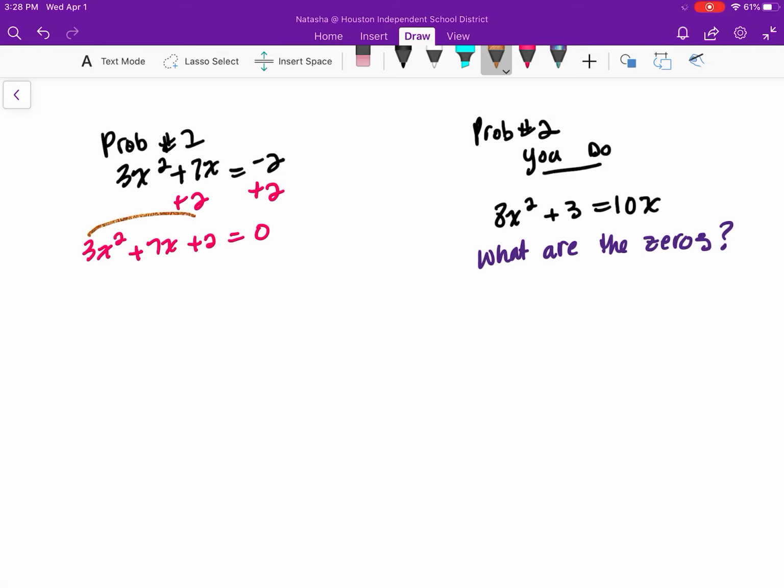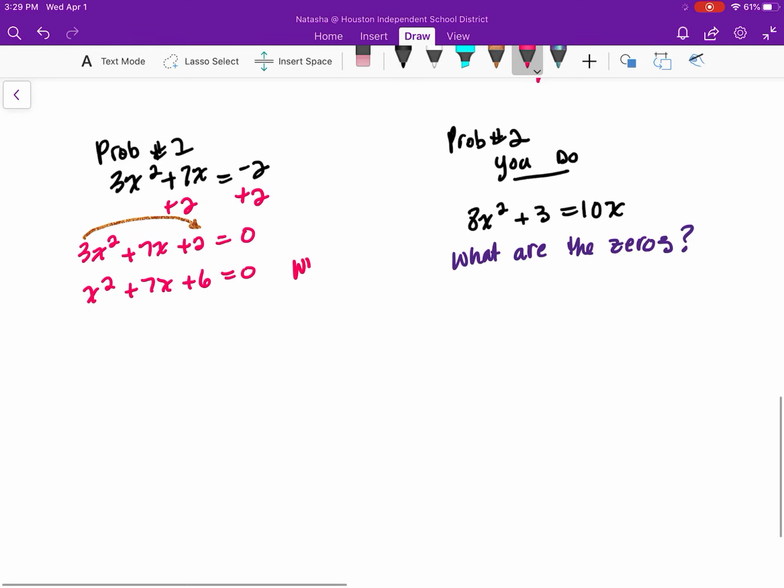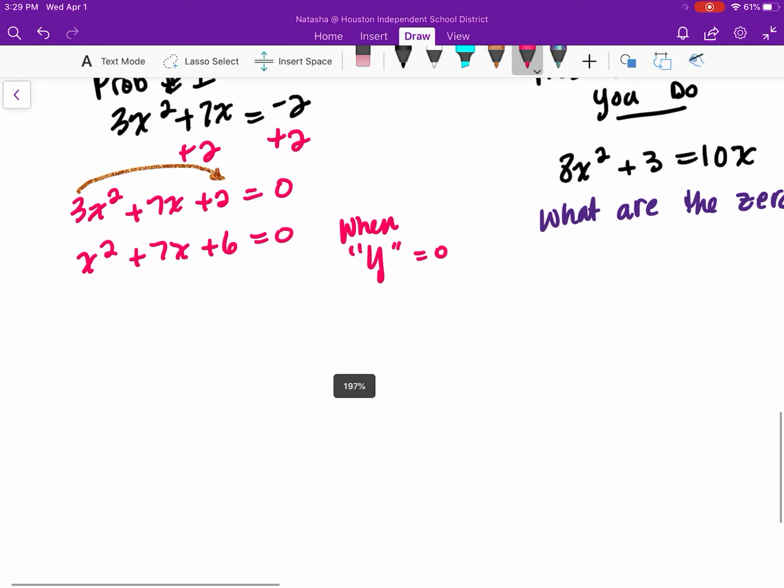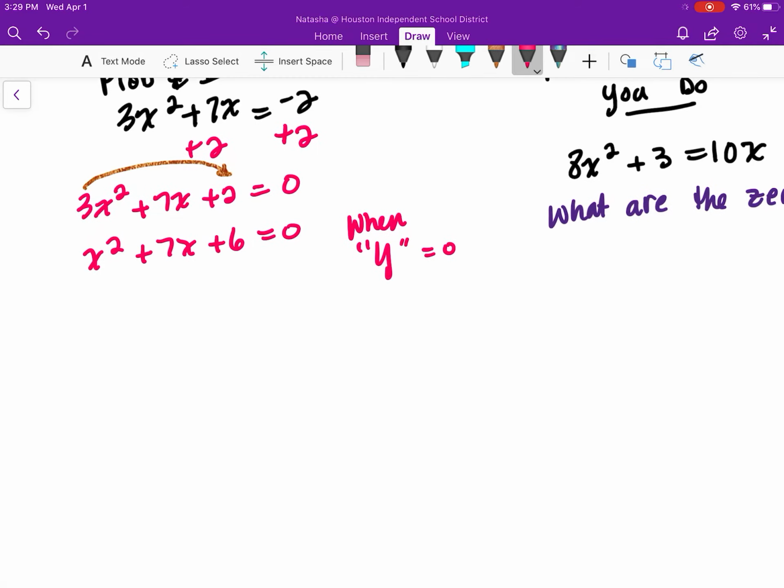All right, now I'm going to move the 3 over and multiply it with the 2. So this is going to become x squared plus 7x plus 6 is equal to 0. Again, I'm going to mention this: don't forget to set the equation equal to 0. You need to keep that 0 there because you need to understand what you're doing. We're looking for what the x value is when y is equal to 0. I'm going to write that here, when y is equal to 0, okay?